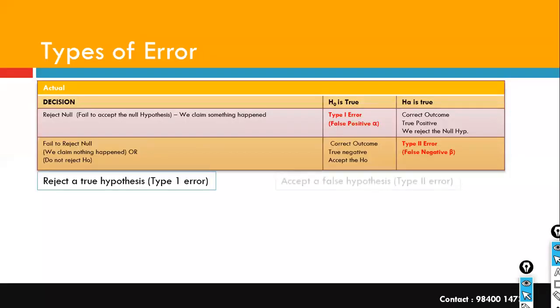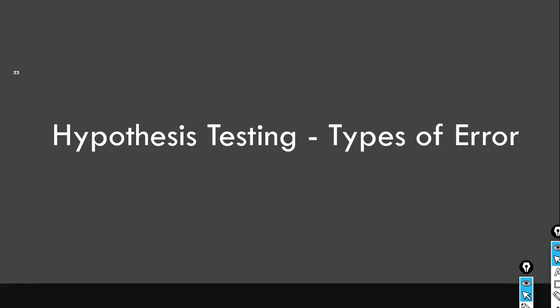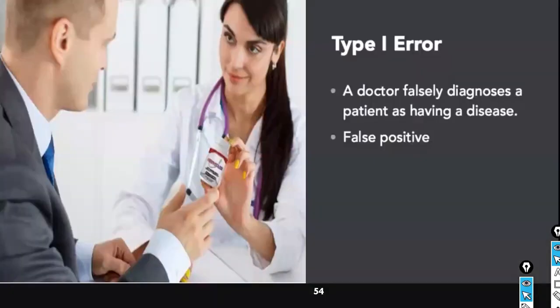Anyhow, in the interest of continuation, we will complete the two types of error. One is the type 1 error and the other one is the type 2 error. What is type 1 error and type 2 error? A doctor falsely diagnoses a patient as having a disease: false positive. COVID is the classic example. Nowadays, everybody is aware of the terms false positive and true positive.